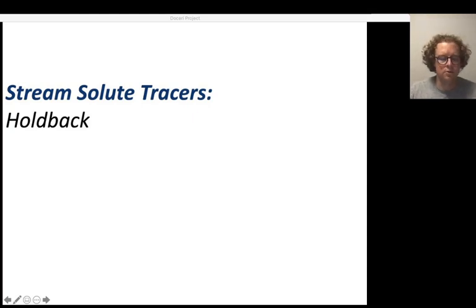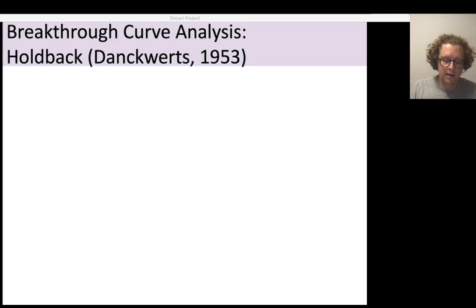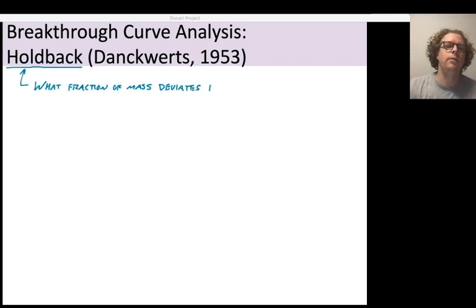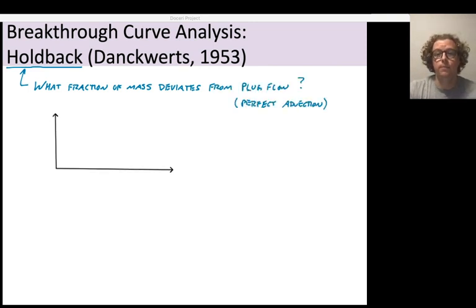One more short-term storage analysis, something called the holdback function. This holdback function comes from a Danckwerts paper from 1953. Conceptually, the idea here is how much the mass is deviating from plug flow. And plug flow is what we mean by a system that would have perfect advection.